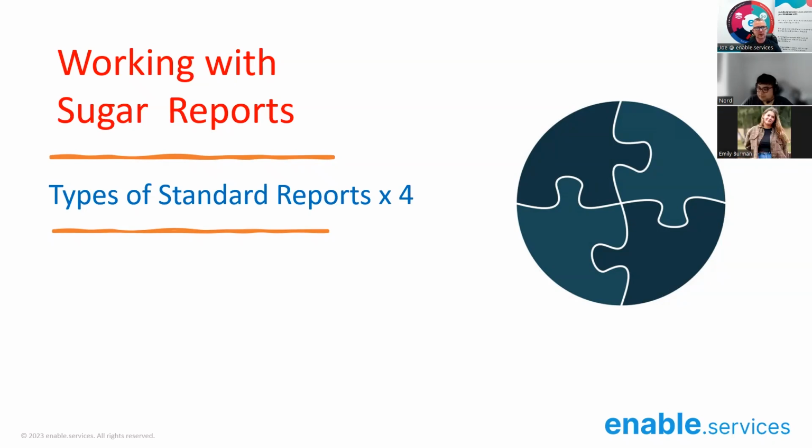Okay, so inside SugarCRM there are four types of standard reports, and the first is rows and columns. It's a big Excel sheet at the end of the day.